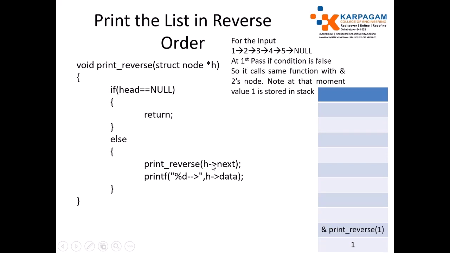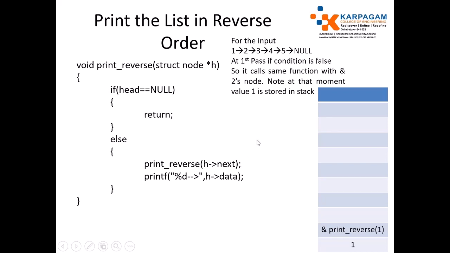Then again it immediately calls the function. It passes the second node's address and checks the condition. If it is not true, it goes to the else part and recursively calls the function with the third node's address. So until the address of the node is equal to null, this recursive function keeps working. After calling the function only, we are printing it.